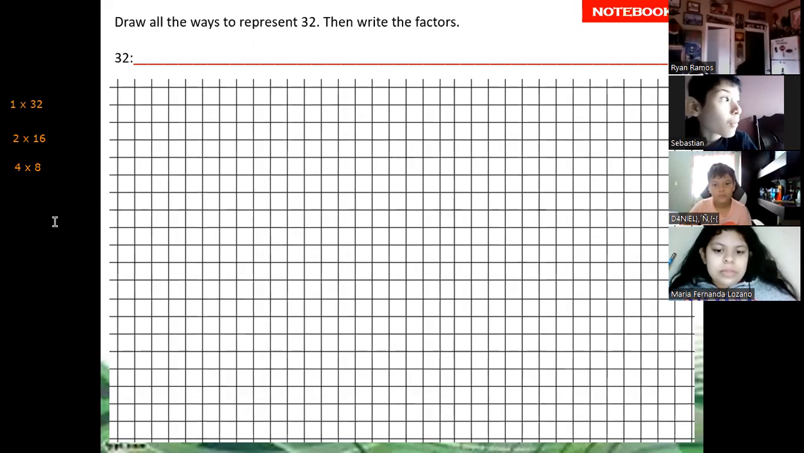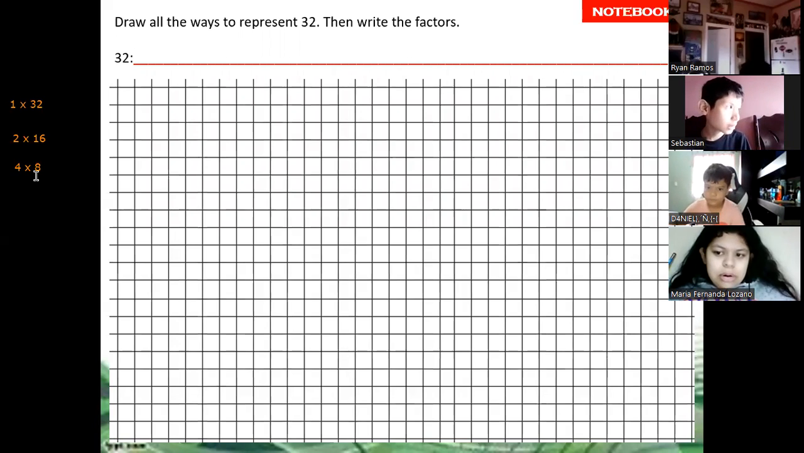7 times 4 is 28. 7 times 5 is 35. So it's not divisible by 7. By 8, we have it here, 8 times 4. Remember that in multiplication, the order of the factors does not change the product. It's the same 4 times 8 and 8 times 4.